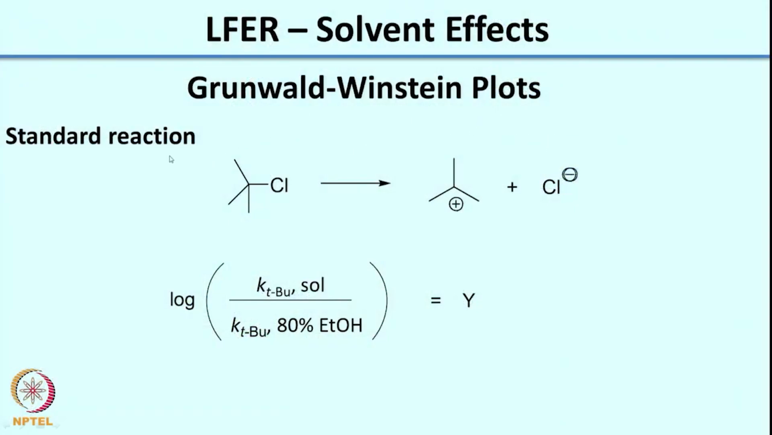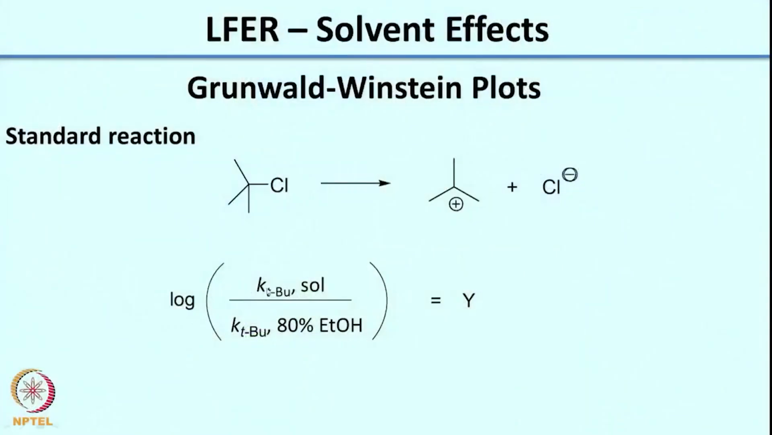Now, the standard reaction for this is the dissociation of t-butyl chloride. When t-butyl chloride dissociates, it gives you this highly stabilized carbocation and chloride, and this is the rate determining step of an SN1 like reaction. Now, when you have such a polar intermediate, based on whatever we have seen in the last lecture and the previous example, it tells you that the solvent will have a major role in influencing the reaction kinetics.